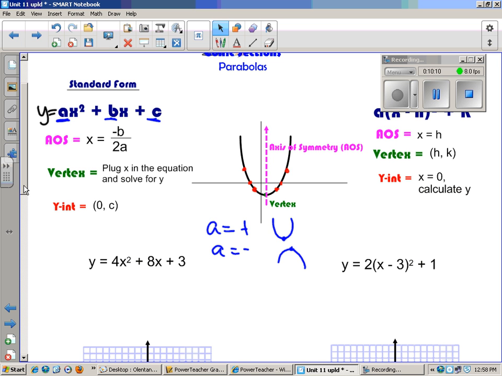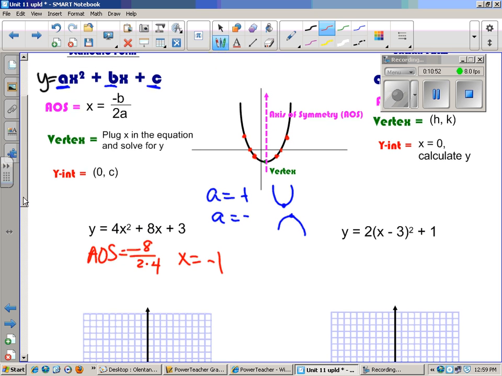So the first thing we're going to do is find this axis of symmetry. All right, so in this equation, to find what x is, it's negative b over 2a. So you could also read this as the opposite of b. So what's the opposite of b? Negative 8 over 2 times a. And what's a? 4. So I have negative 8 over 8. So x is equal to negative 1, because negative 8 divided by 8 is negative 1, right?